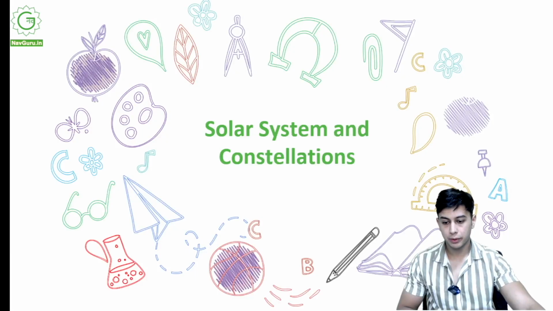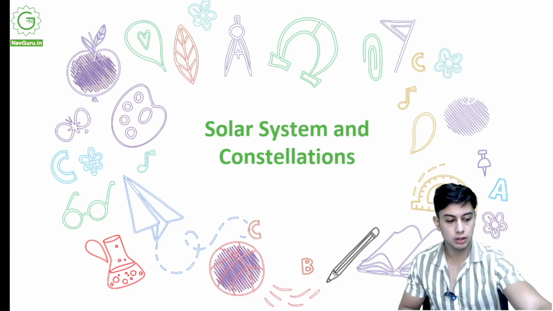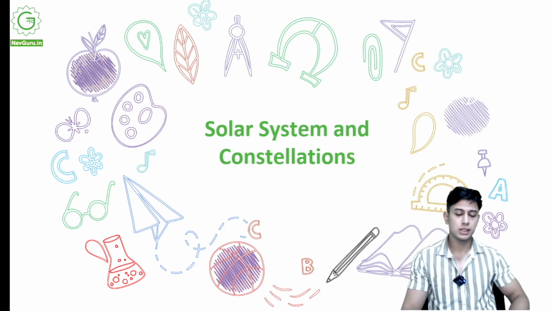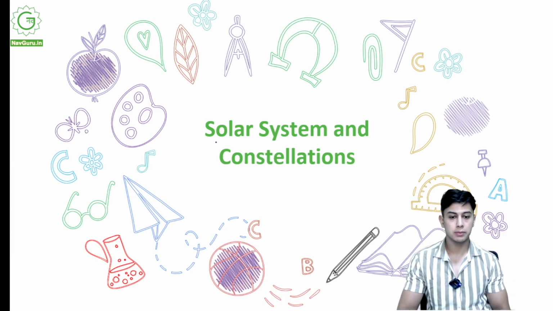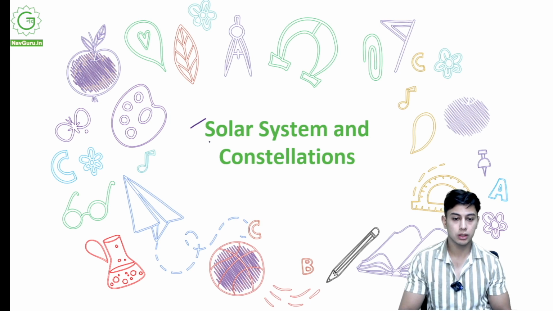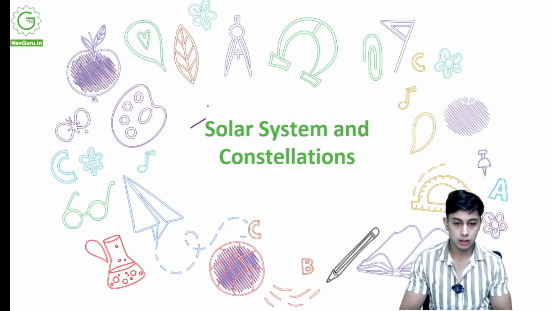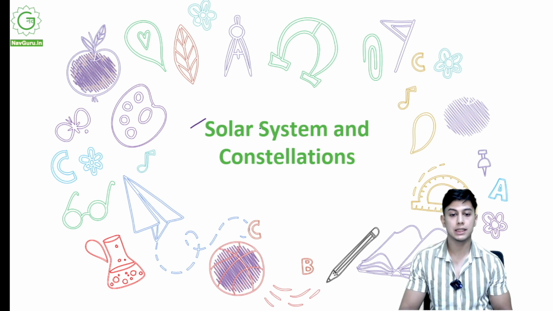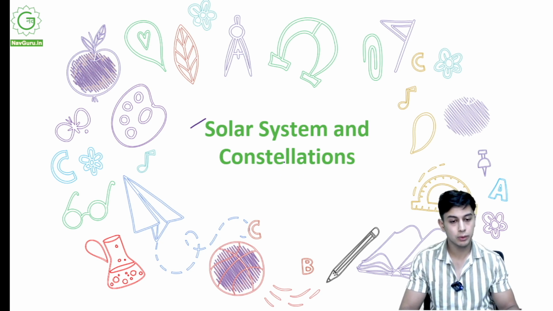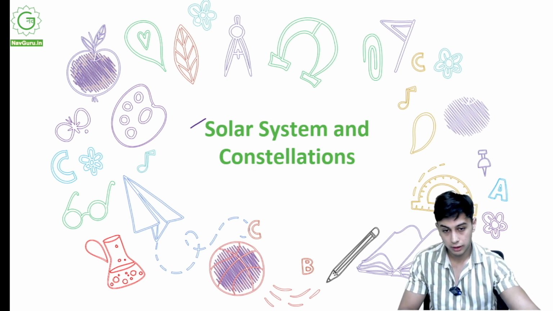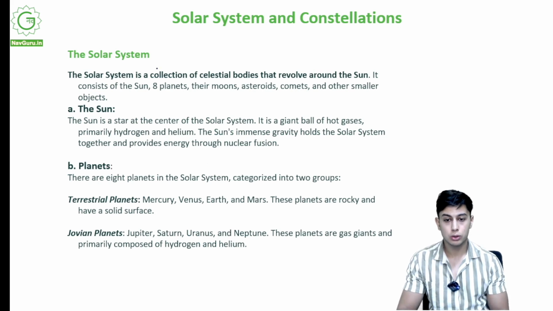Hi everyone, today we will be starting with another chapter called Solar Systems and Constellations. As the name suggests, I will teach you about the solar system, that is the Earth and the various planets that revolve around the Sun. I will tell you about the stars and the constellation, this galaxy, this universe. It will be a very interesting chapter. So let's start. The solar system.